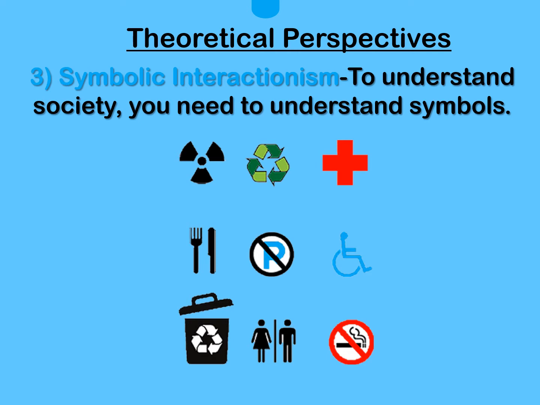And our third main perspective is called symbolic interactionism. According to this major perspective, if you want to understand society, you need to understand the symbols that people use. If you look at some of these symbols right now, you'll recognize a lot of them. So this one here is recycling. This one would be disabled parking. This is no smoking. This one's food available here.